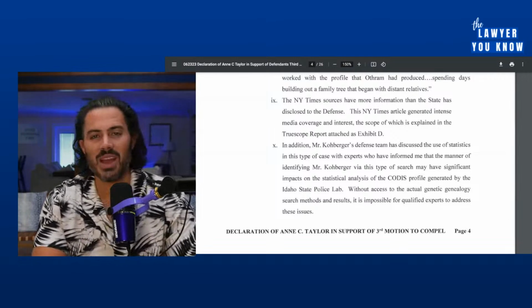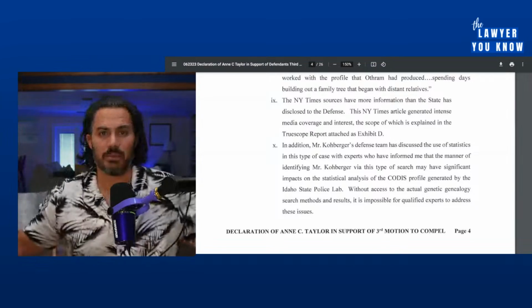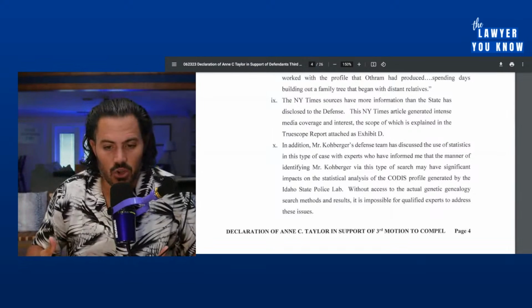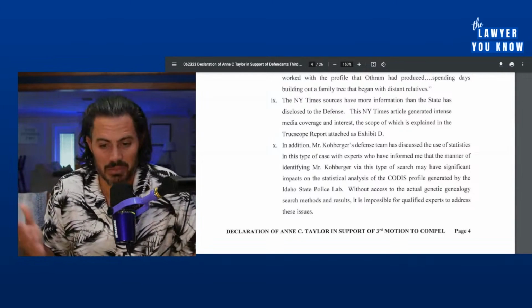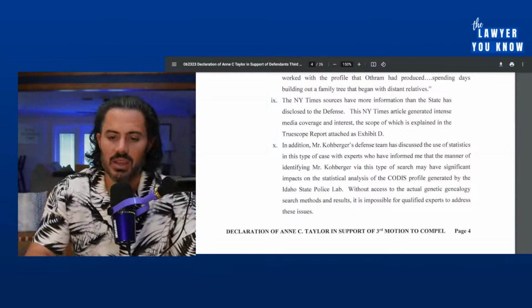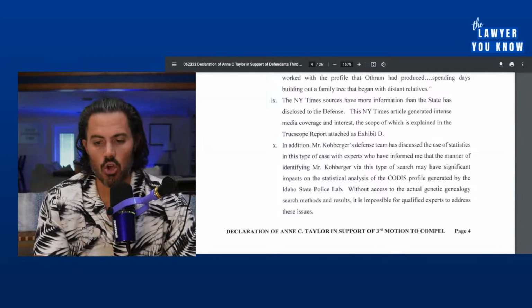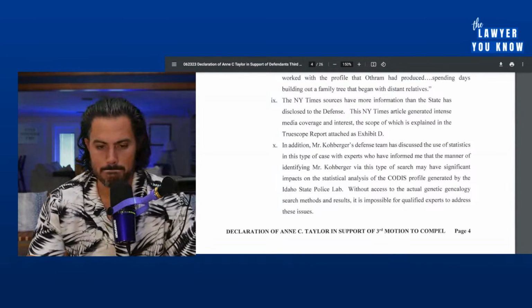So some FBI leak, and this is in June, has more info than we even have, that there's this family tree with distant relatives. Who are those distant relatives? How did we get to Brian Kohberger? I mean, we know kind of how they got there, obviously, with the matched DNA, but still. This New York Times article generated intense media coverage and interest, the scope of which is explained in the TrueScope report attached as Exhibit D.